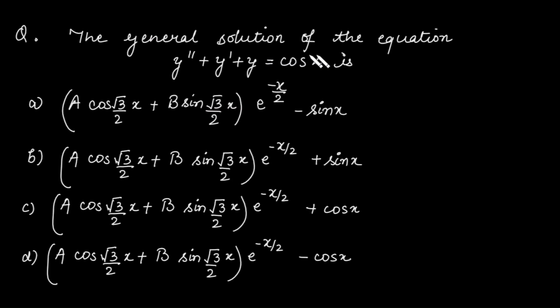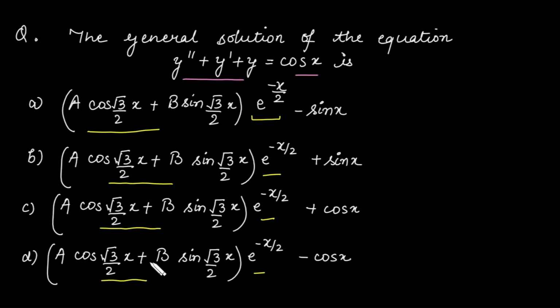Next question: the general solution of this differential equation is what? Before calculating the general solution, let's observe the options. In each option, this is a times cos of root 3 by 2 into x plus b sine of root 3 by 2 into x. The same term is available here, and also in option C as well as option D. Even the term multiplied by it is available in each option. And this is basically a complementary solution.